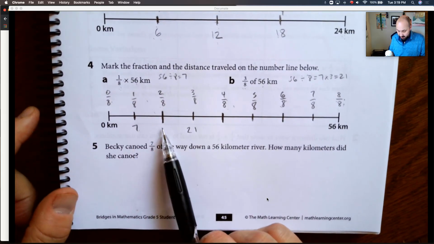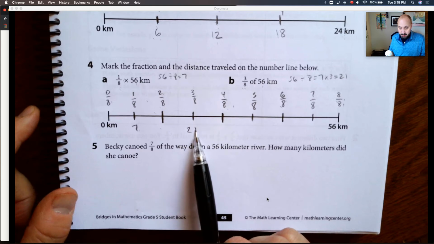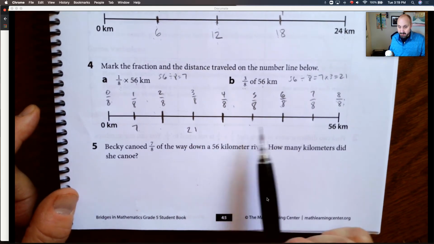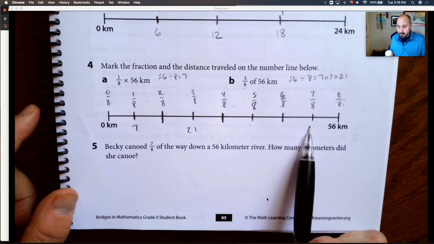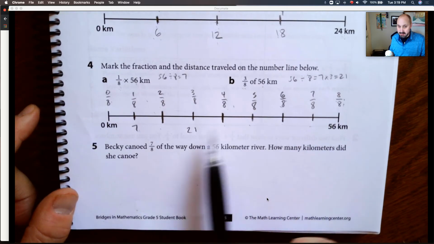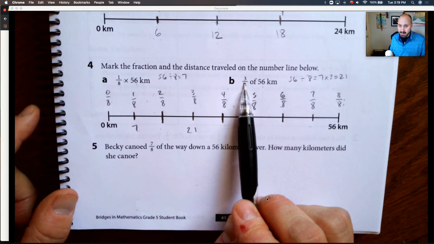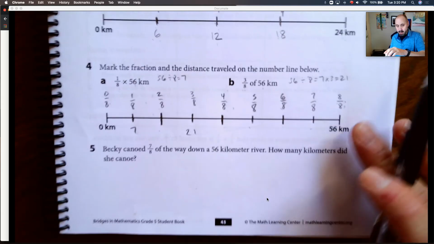And basically all you're doing now is counting up from 7. So 7, 14, 21, 28, 35, 42, 49, and 56. So we can mark all of these points, but it's just asking for 1/8 and 3/8. Okay? All right, last one.